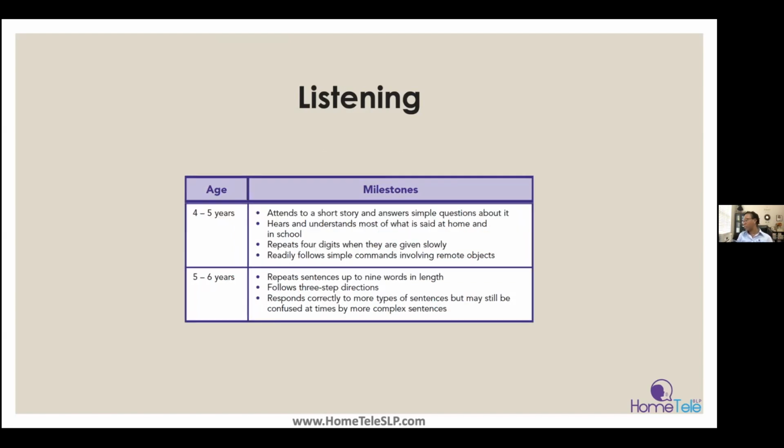And I feel like during the pandemic, that is something that a lot of our kids may have struggled with, especially if they were spending a lot of time on electronics or watching more television. Being back in the classroom, it may be hard for them to maintain focus for longer periods of time. And then looking at this top row here for listening skills, attending to short stories, answering simple questions about it, repeating 4-digit numbers when they're given slowly, like 3, 5, 8, 2. Can you repeat those numbers back to me? 3, 5, 8, 2. Very good.